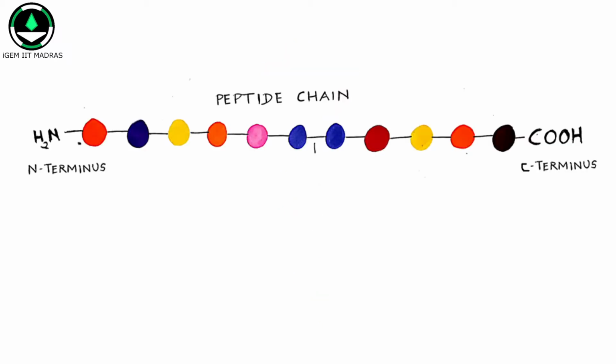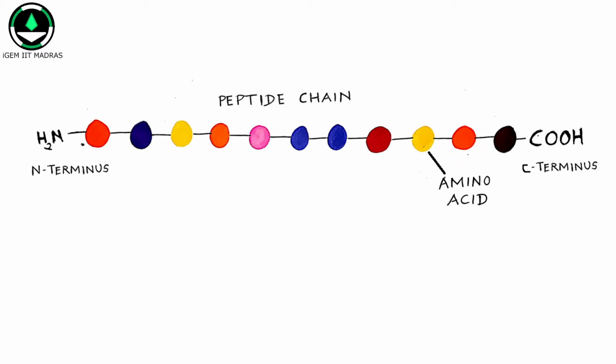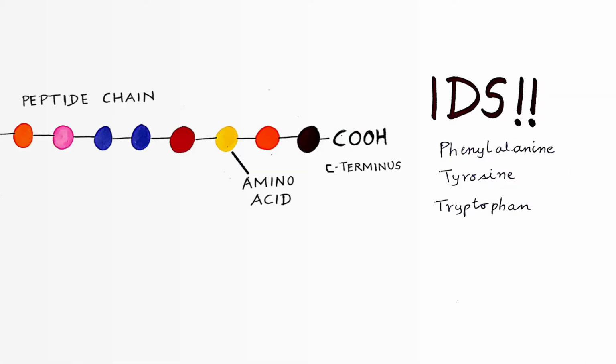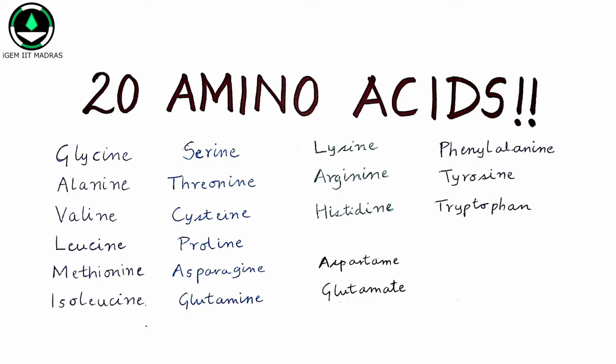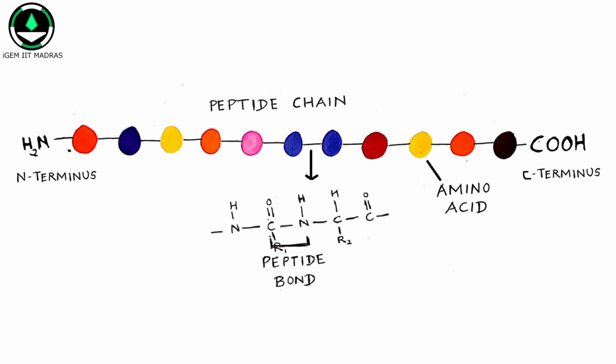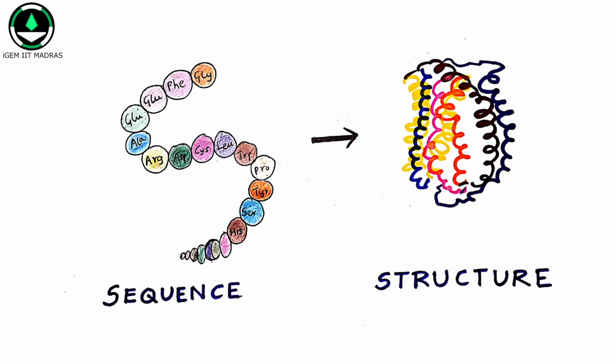Proteins contain one or more polypeptides. Each polypeptide is a linear chain of amino acids. In nature, 20 different kinds of amino acids are found. Adjacent amino acids are linked together by peptide bonds. Proteins differ from one another primarily in their sequence of these amino acids.